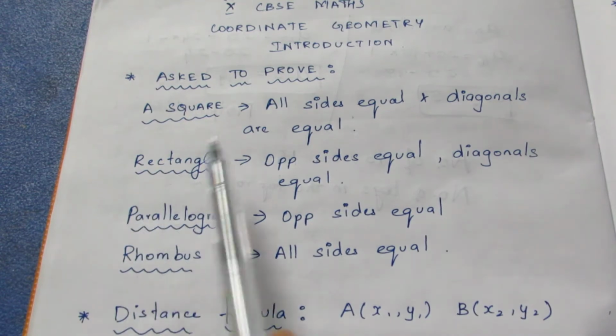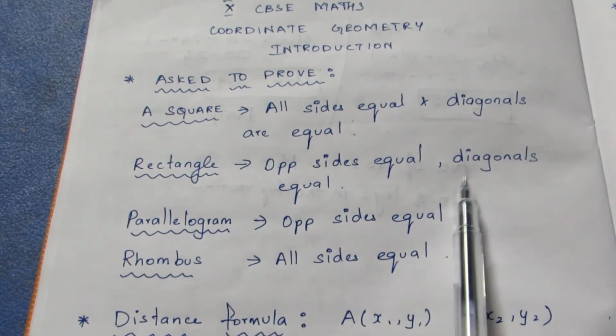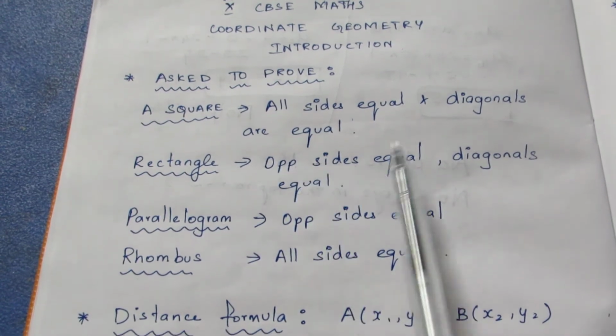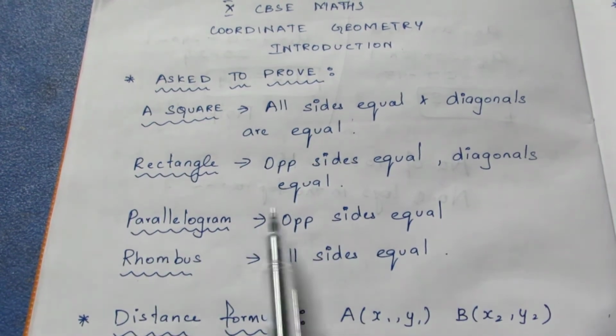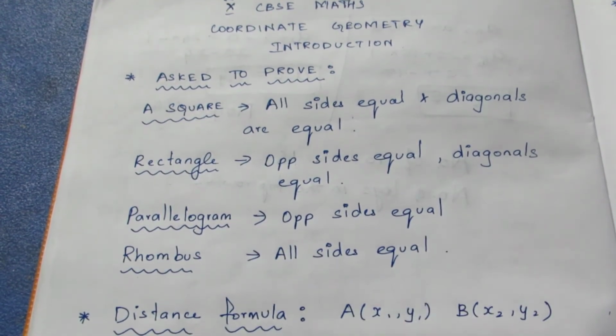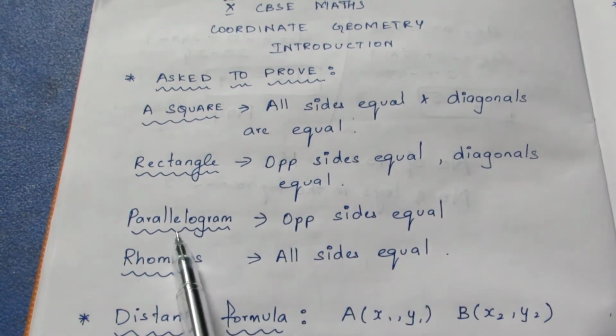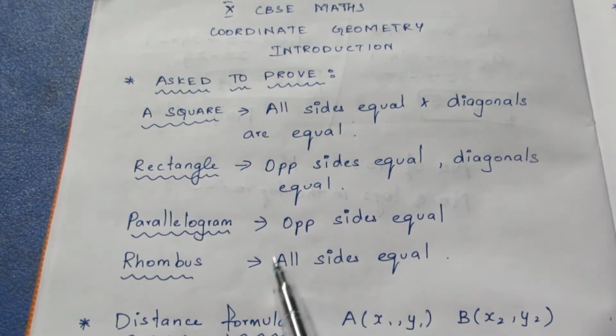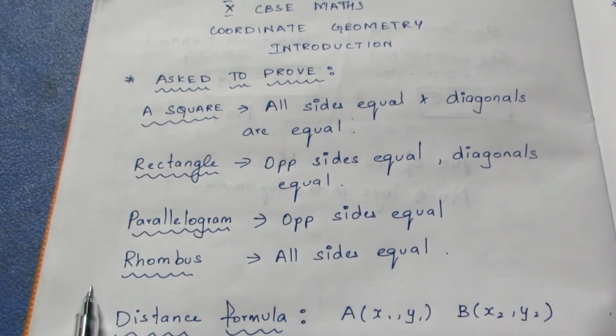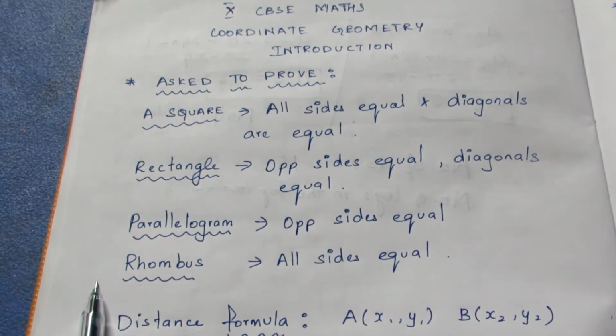For a rectangle, same way, opposite sides are equal and diagonals are also equal. For rectangle and square, you need to prove diagonals are equal, because for a parallelogram, opposite sides are equal. If you prove that opposite sides are equal, then it will become a parallelogram. A rectangle is also a parallelogram. So for that reason, you need to prove that opposite sides are equal for a parallelogram. No need for diagonals to be equal. For a rhombus, all sides are equal. We need to prove that.